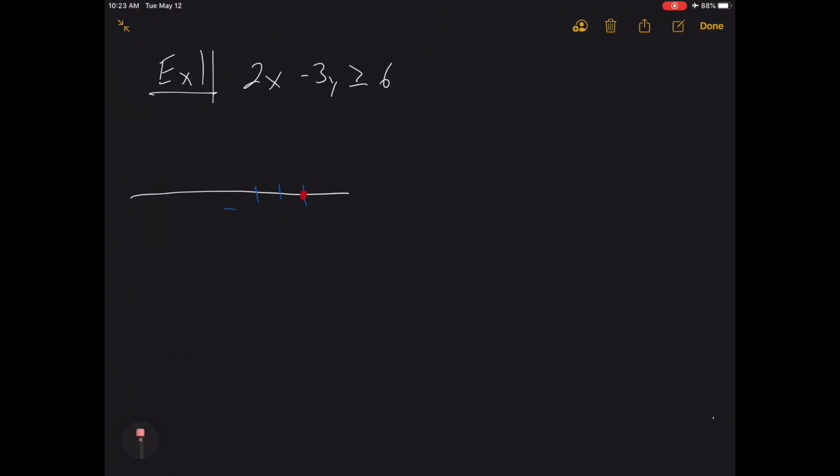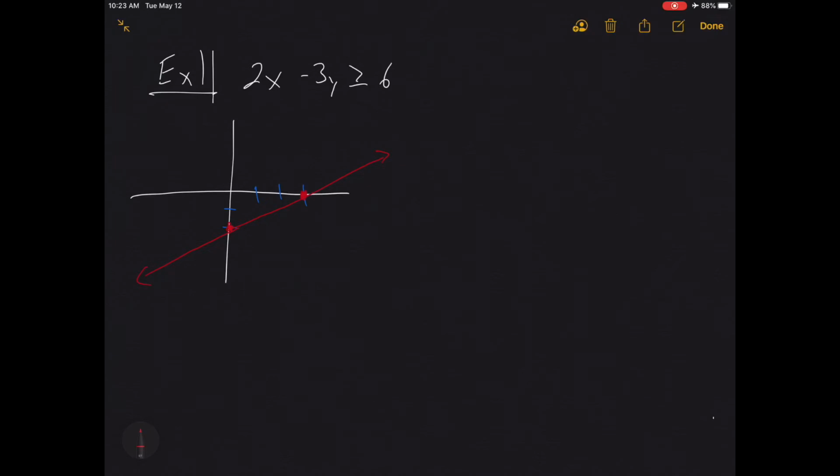Whoops. Hopefully I can undo that. Okay, good. I accidentally erased the whole thing there. So let's go ahead and put our line through those 2 points. There we go, something like that. So what we've created is 2 half planes. We've created the part which is basically up and left of that red line, and then the part which is down and right of that red line.